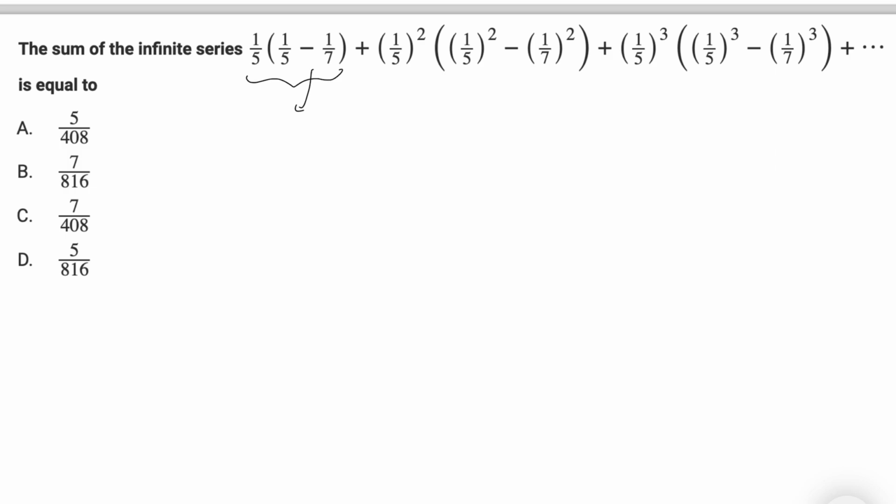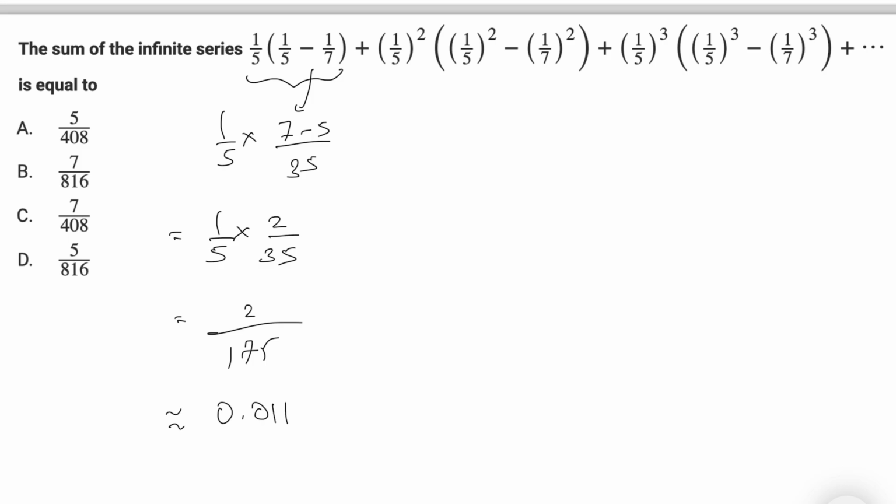The second part is 7 minus 5 upon 5 7s are 35, and we also have 1 by 5, right? So this is 1 by 5 into 2 by 35, right? The approximate value will be 2 upon 5 into 35, which is 175. So 2 divided by 175, this is approximately 0.0114. Okay, the first term.